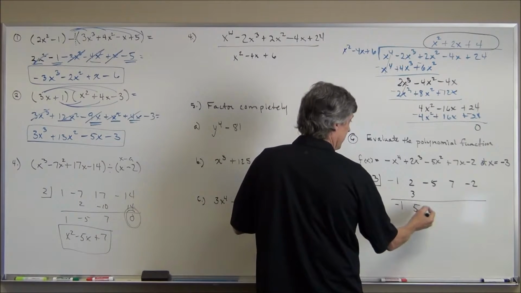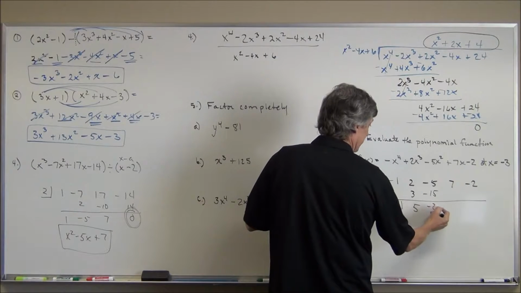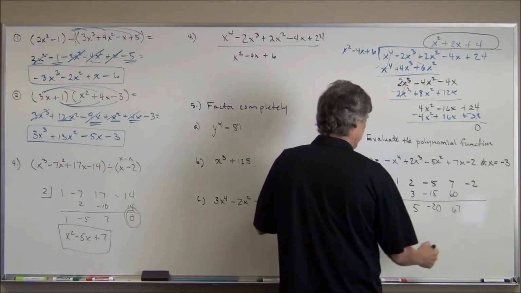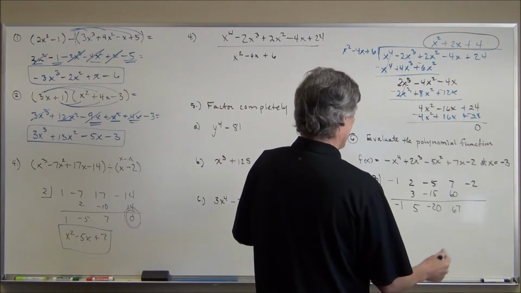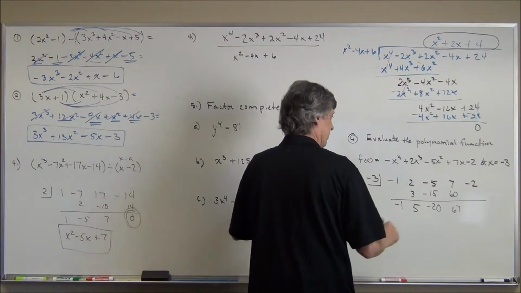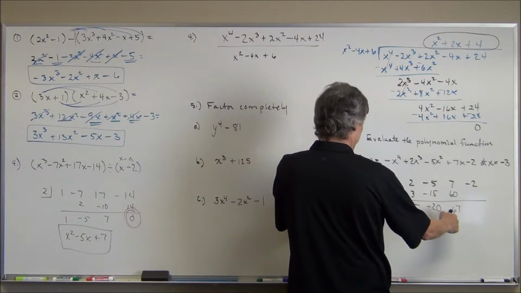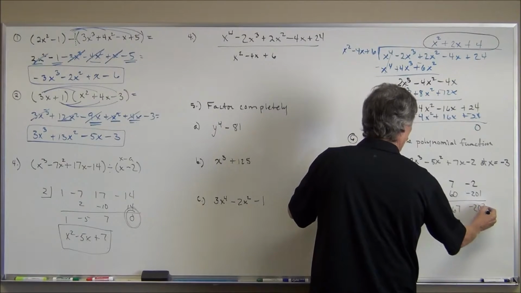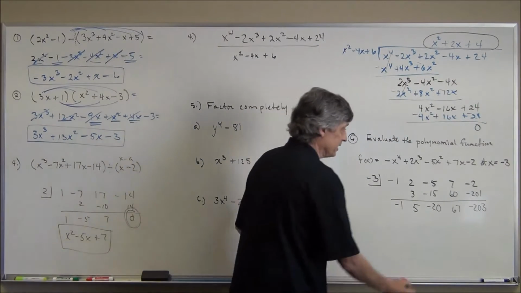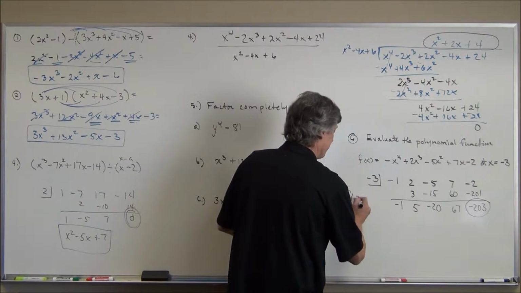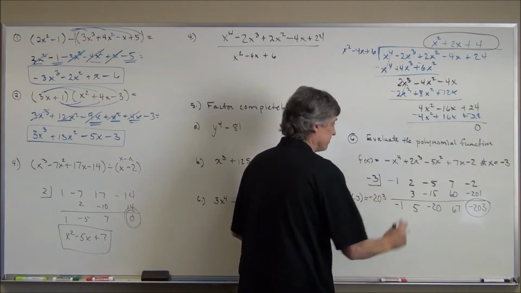I multiply, that's a negative 15. I add, that's a negative 20. I multiply, that's 60. I add, that's 67. I multiply, well, I just got this feeling I wrote down something wrong. I didn't expect this number. I multiply, that's going to be negative 201. I add straight down, I get negative 203. That is my answer. F of negative 3 equals negative 203.